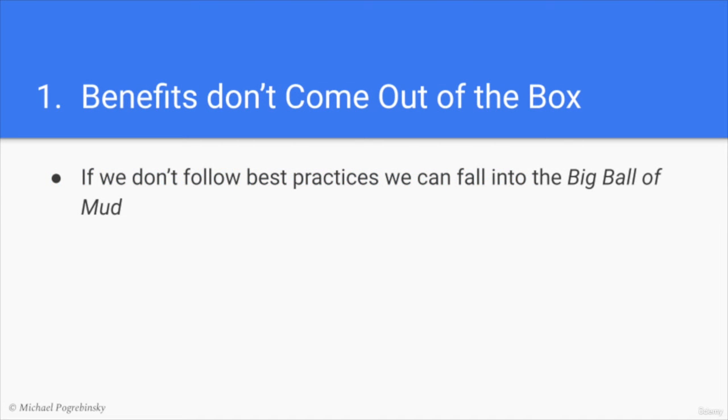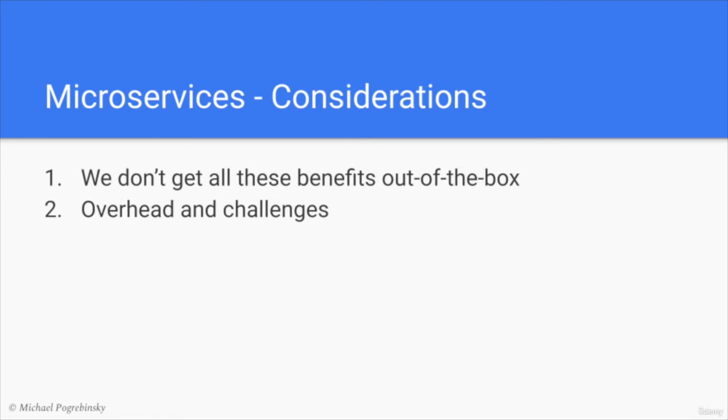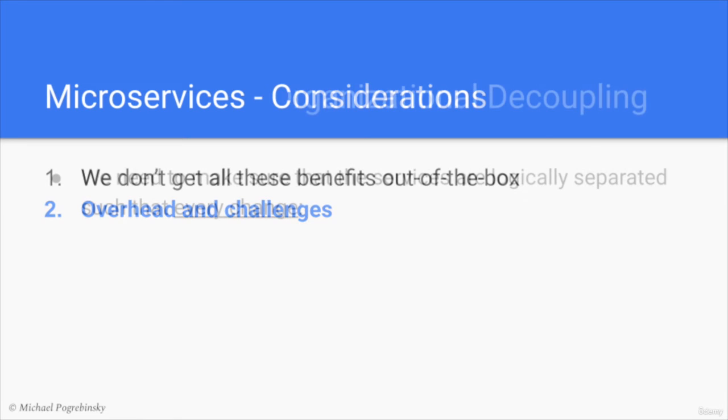So, in order for us to get the full benefit of this architecture, there are a few rules of thumb and best practices that we need to follow. And if we don't follow them, we can easily fall into our nemesis, the big ball of mud. The second factor to consider is that microservices do come with a fair amount of overhead and challenges, which have to be taken into consideration before migrating to this architectural style.